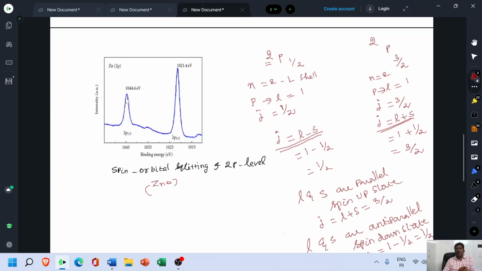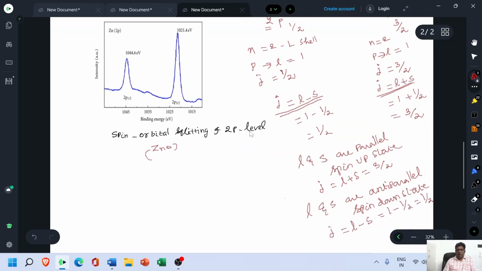In this way, we may interpret the spin orbital splitting of the 2p level of ZnO. With the help of these binding energies, we may conclude that the Zn in ZnO is in the Zn2+ state. With the help of the binding energies, that is the spin orbital splitting, we may come to a conclusion about the oxidation state of Zn.